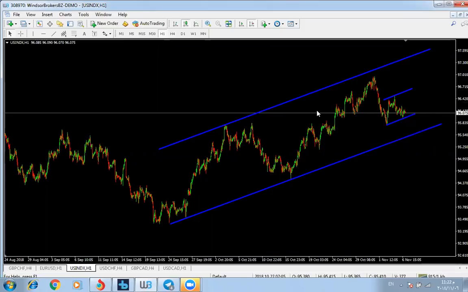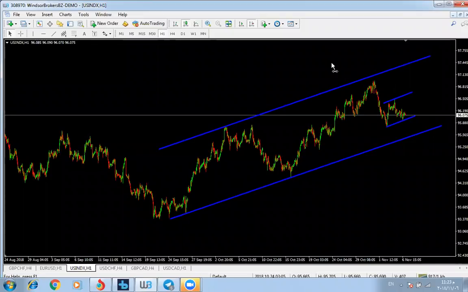We have to discuss some markets over there and try to see what is happening in the next few hours before the announcement and declaration of the election results. This is the dollar index. This is the 1 hour time frame for the dollar index.